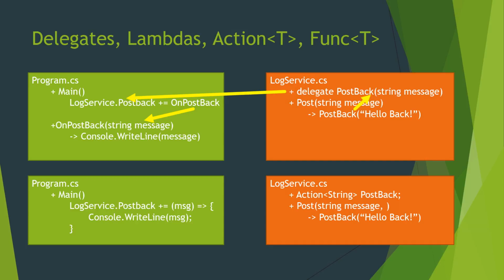Now we can write code that looks something like this. We can still have the same reversal flow, but now we're using Action<string> postBack for our log service. And when we do our postback, and what we're assigning our function to be when that postback event is raised, we can actually just do a lambda expression in our main method. The process of understanding how this happens is something I'd like to cover in this video. So without further ado, let's take a look at some code.